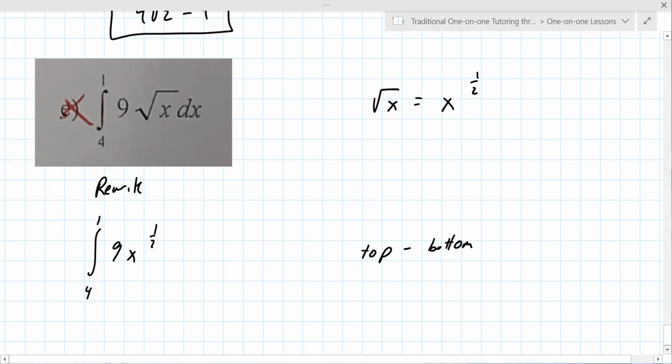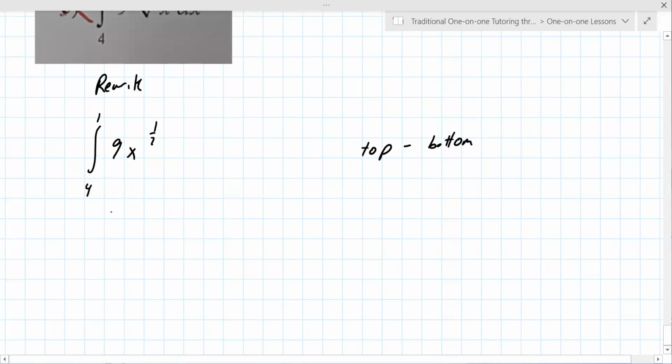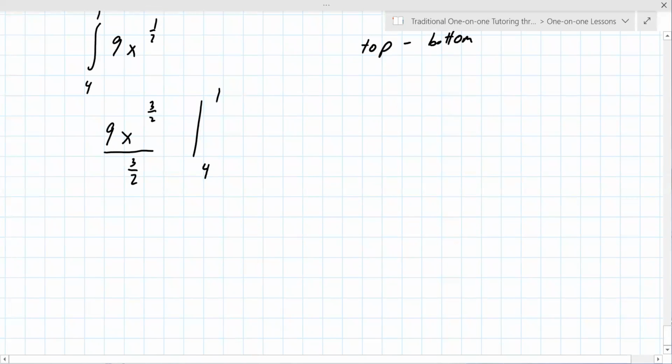So the antiderivative of this is 9x, adding 1 to 1/2 is 3/2, over 3/2, evaluating from 4 to 1. When you're dividing by fractions, you multiply by the reciprocal, so 9 times 2/3. That's 6. So it's 6x to the 3/2, evaluated from 4 to 1.